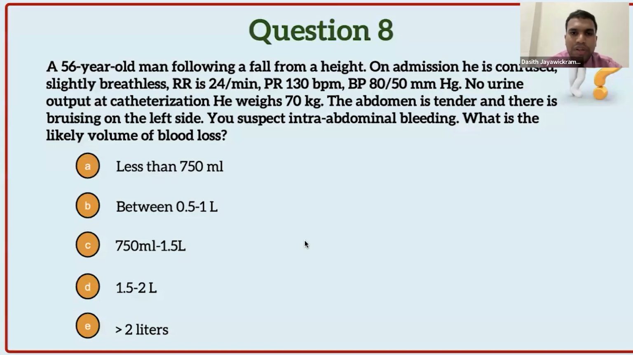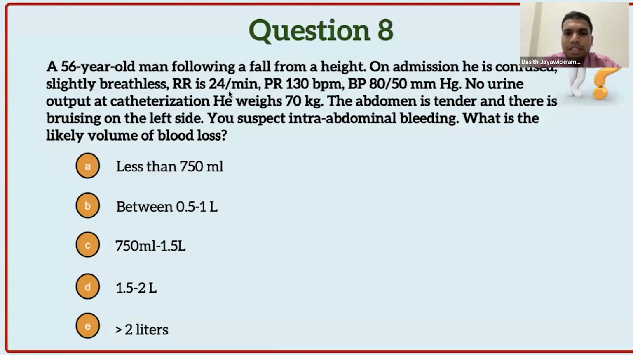So first of all, you divide 70 by 3, and then you divide again by 3, and then again divide by 4. Then how much will it come to? 70 divided by 3, by 3, by 4. So it's 1.9 liters. So 1.5 to 2 liters is true.